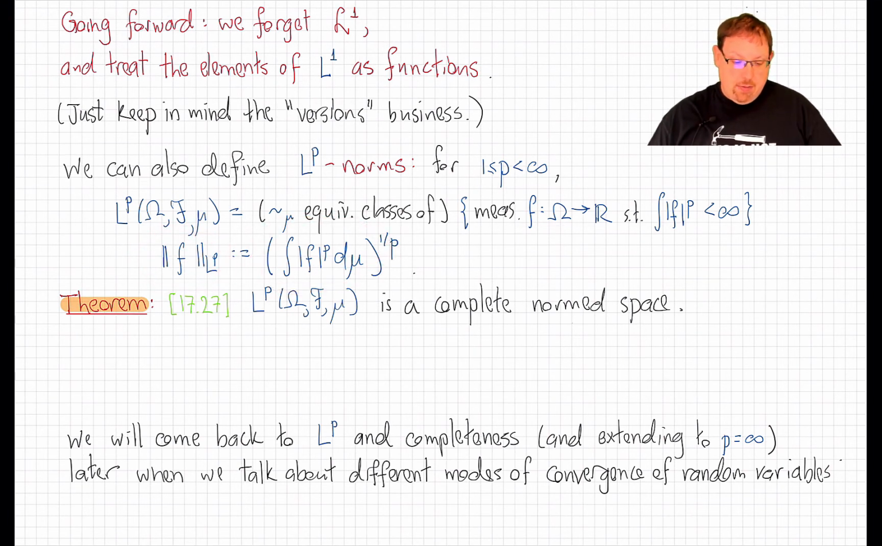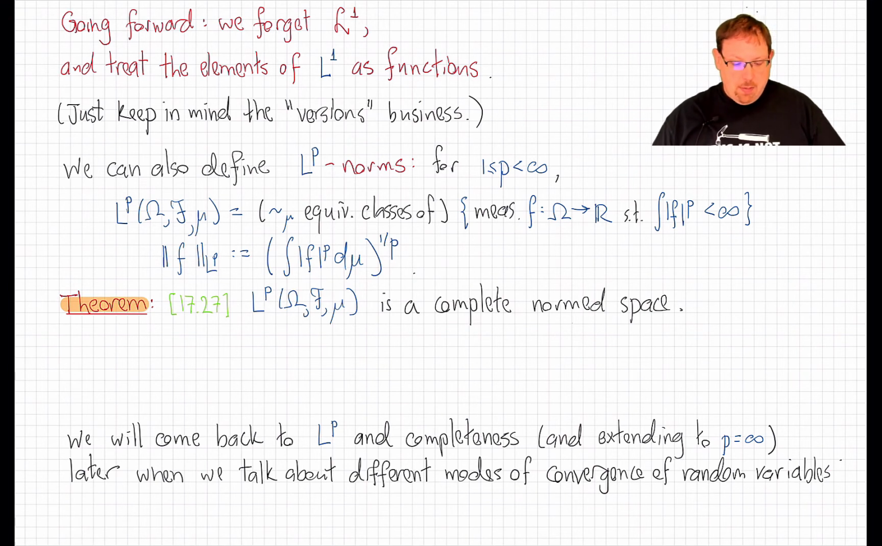You take the integral of the pth power of the absolute value, and then you take the pth root of that non-negative number. And it is a theorem that this defines a norm for any p bigger than or equal to 1. And moreover, it is actually a complete norm, which means Cauchy complete. If I have a Cauchy sequence in this norm space, then it has a limit in the norm space. We will come back to that later on in this full year course when we start to talk about different modes of convergence for random variables. We'll also talk about a generalization of this for p equal to infinity as well.